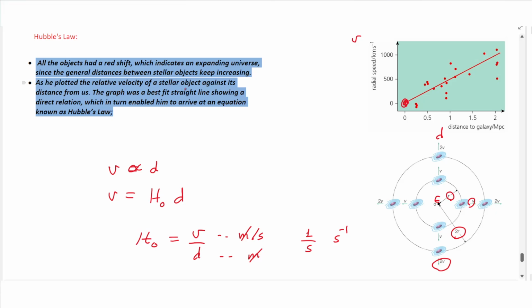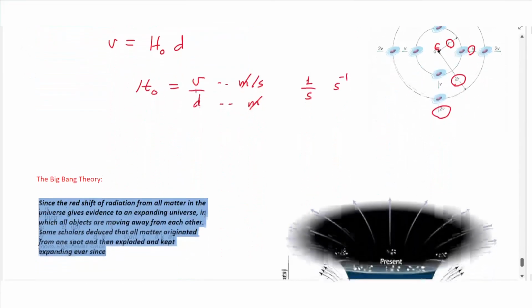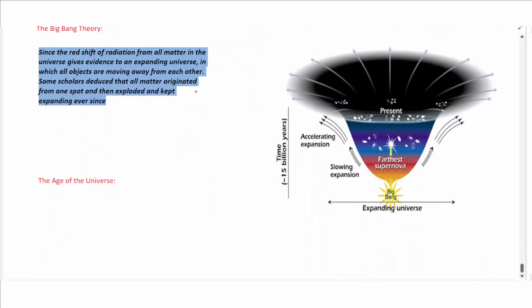Now there is another thing, that all objects emitting light appear to have redshift in their light, which means all objects are moving away. So if all objects are moving away from each other, they must have started very close to each other at the beginning, which we call the Big Bang theory. Going back in time, if all objects are moving away from each other now, they must have been very close to each other before and must have started from a central point and then exploded or expanded. This is what we call the Big Bang theory.